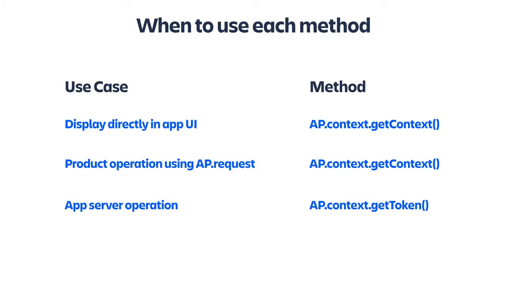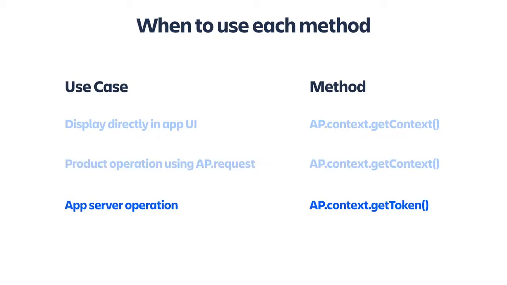So why do we need two methods to get context? Basically, it's because code in the browser can be modified by the user and therefore shouldn't be trusted. Firstly, if you just want to display some context values such as the Jira issue key, you can use the getContext method. Next, if you want to use the context to send a request to the host product, then you can also use getContext because the product will authorize the request.